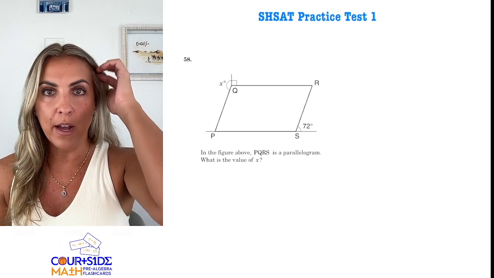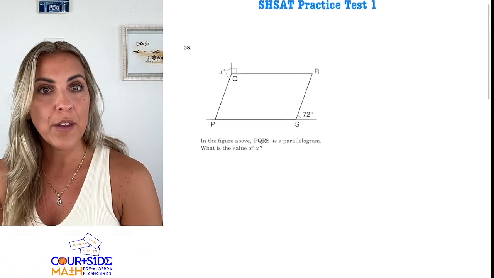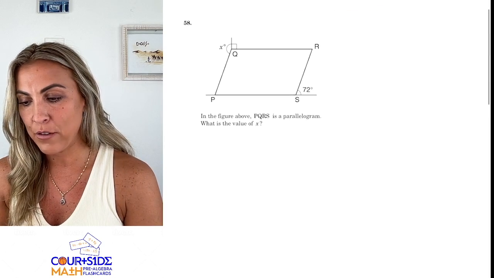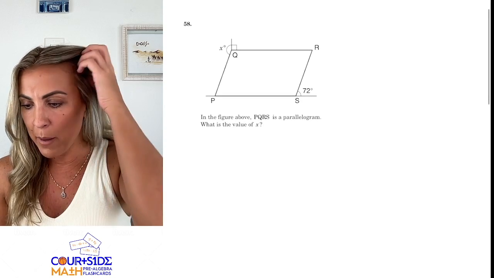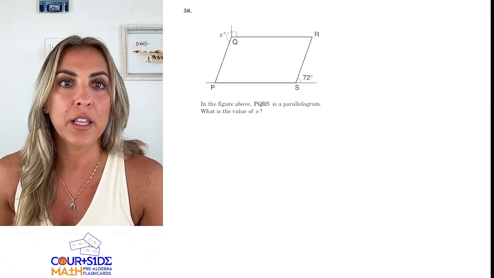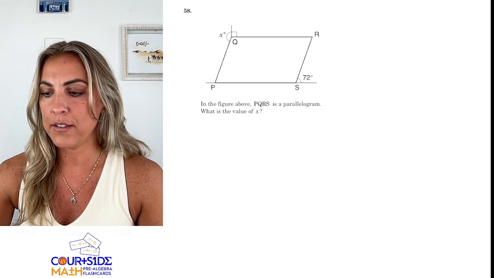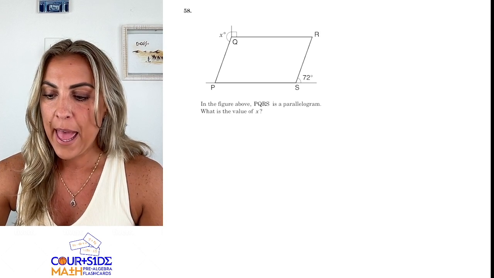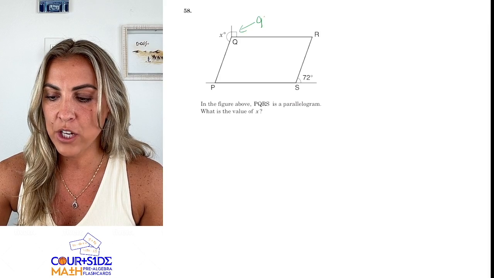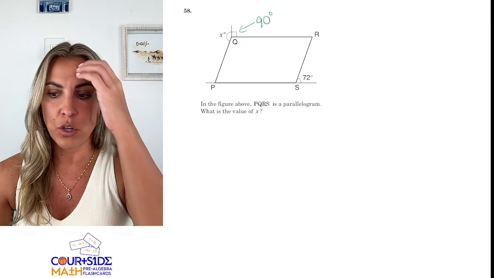So here we go, practice test number 1. The first question gives us this parallelogram and it asks us to find the value of x. When I'm given a problem like this, I like to look at the angles around the one that's in question and see what's related to it. Is there anything supplementary to it, complementary to it? The first thing I notice is that this adjacent angle is 90 degrees, all right?